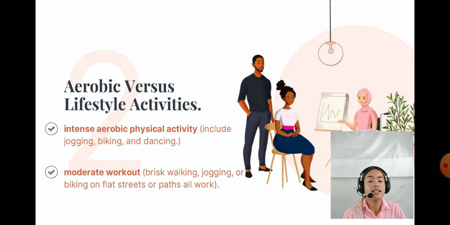Examples of aerobic physical activity, or activity that makes you breathe harder and speeds up your heart rate, include jogging, biking, and dancing. For a more moderate workout, brisk walking, jogging, or biking on flat streets or paths all work. To pick up the intensity, individuals can turn a walk into a jog or a jog into a run, and include hills in the walk, jog, or bike ride.